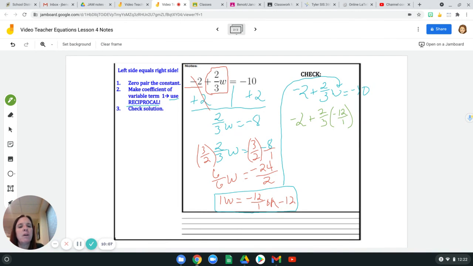All right, nothing to the -2 yet. 2 times -12 is -24. 3 times 1 is 3. Now we got to simplify that. How many 3's go into -24? Hopefully you said -8, Mrs. Benoit. -2 and -8. Party. Add them. Left side is the same as the right side.